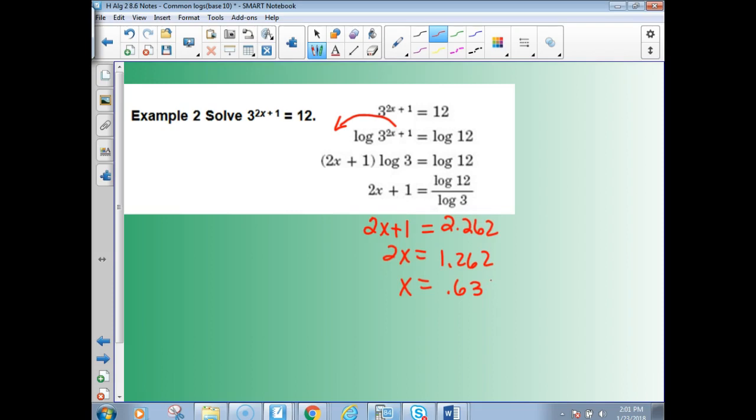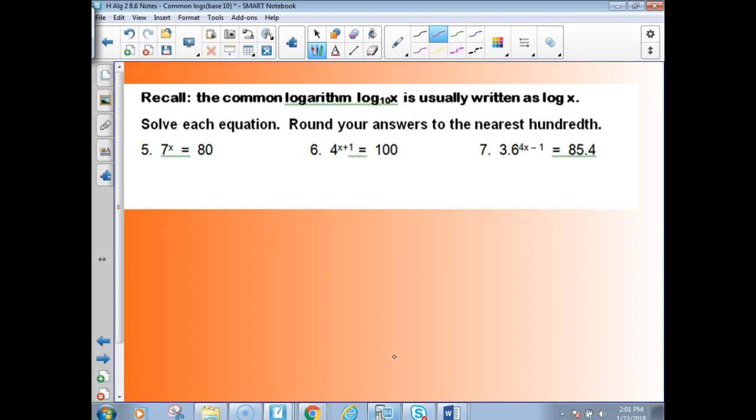If you went further, 0.631. It didn't really say, it did say the hundredths, so I guess 0.63 would be fine. All right, now let's do some of our own.